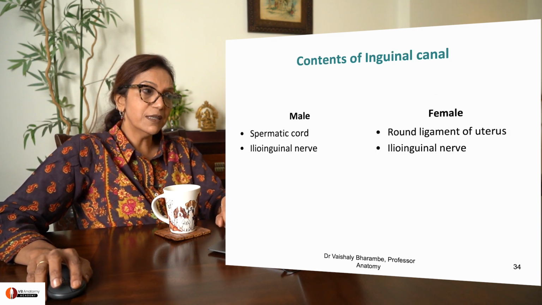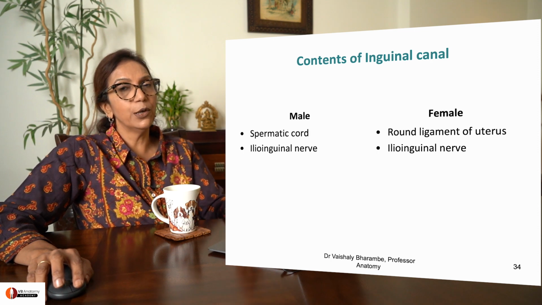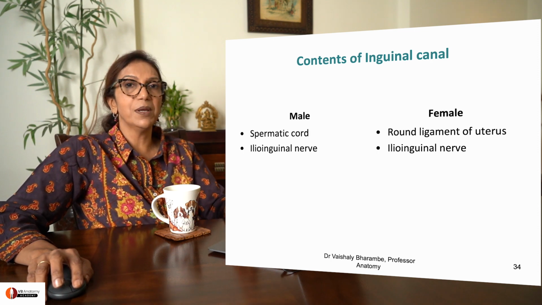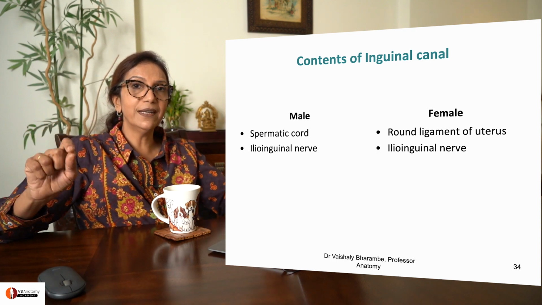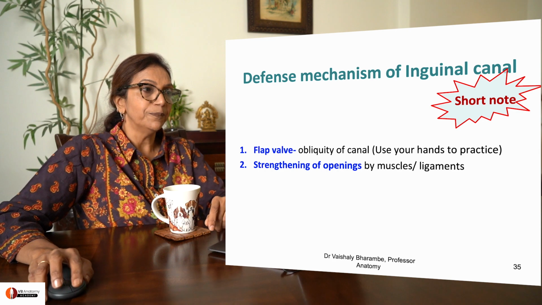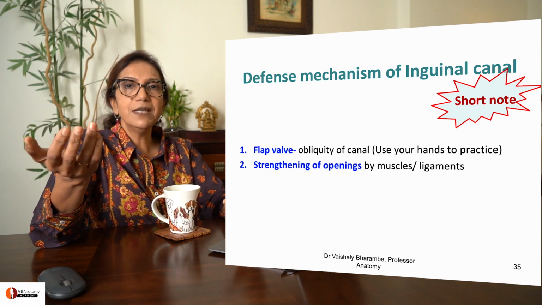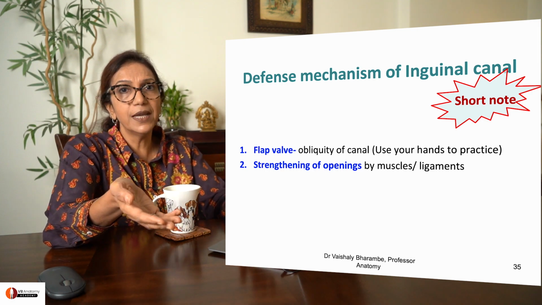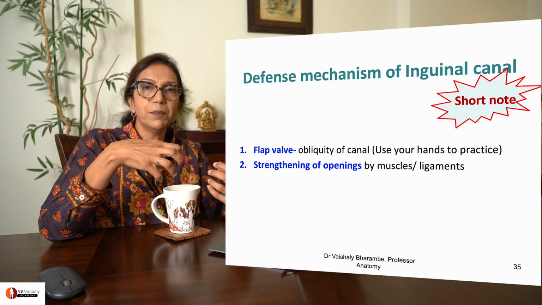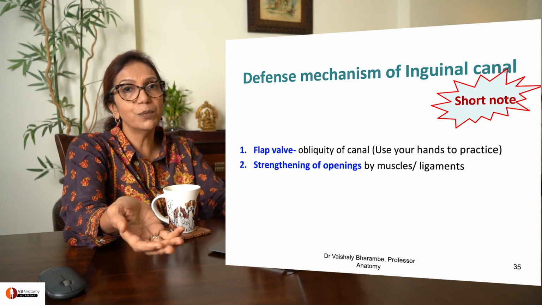Okay. Just remember the contents are different. In the male, spermatic cord and ilioinguinal nerve, and in the female, round ligament of uterus and ilioinguinal nerve. Common factor, ilioinguinal nerve. Now, question is that what prevents structures from passing through the canal? Canal toh hai, it's already there. What prevents structures from abdominal wall from passing through the canal and causing hernia formation?